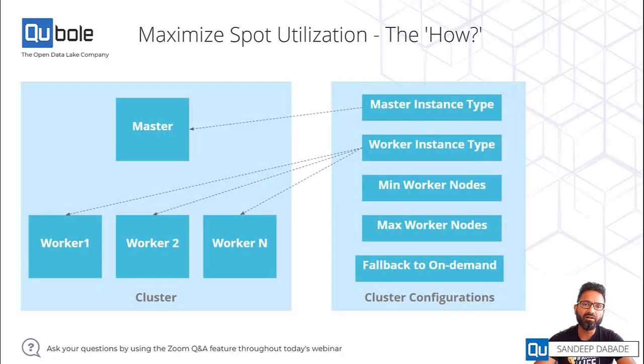A typical big data cluster comprises a master node and multiple worker nodes. And each of these nodes is configured to use a particular Amazon instance type. So the master node is configured to use an Amazon instance type, which is generally compute optimized or general purpose. And worker nodes are configured to use another instance type, which is memory intensive. And additionally, in Qubole clusters, you can define your cluster's auto-scaling boundaries with min worker nodes and maximum worker nodes.